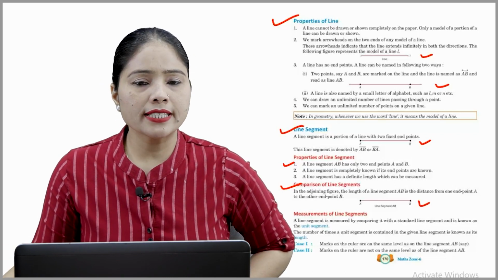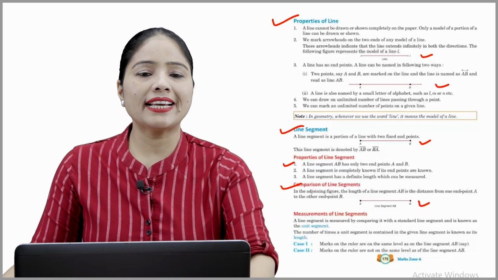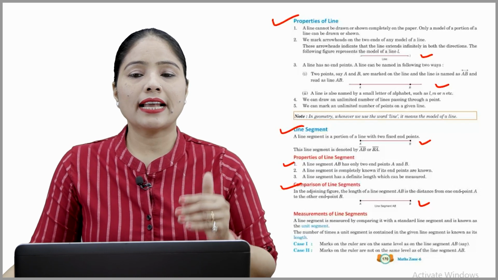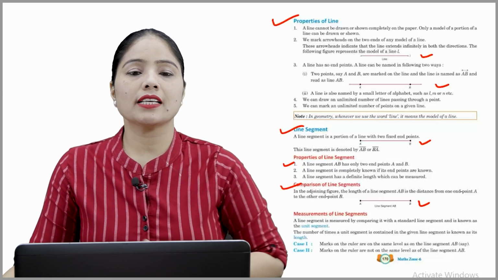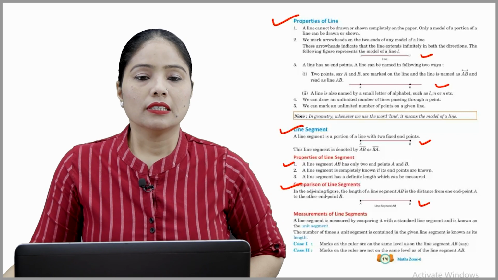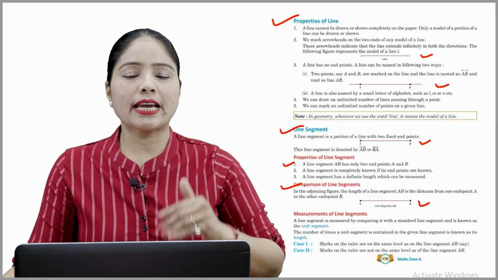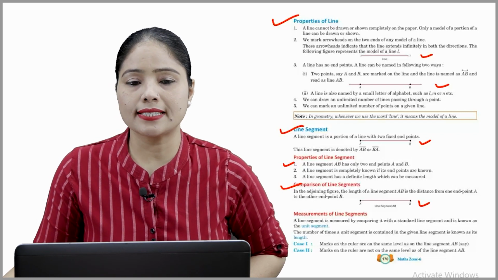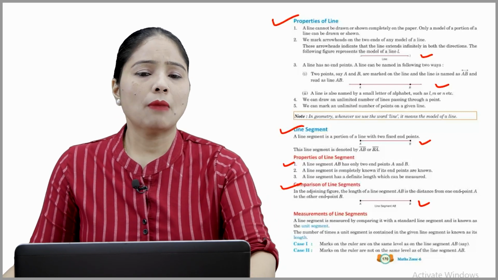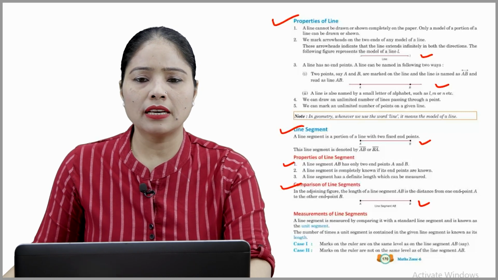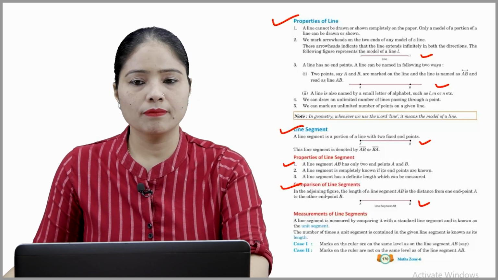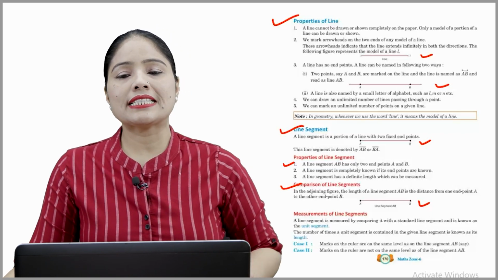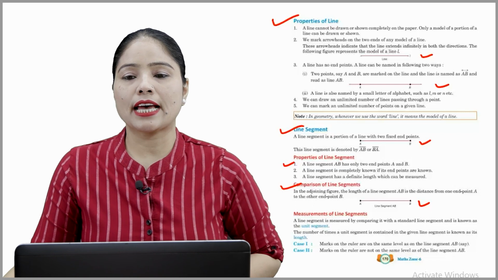Now measurement of line segments. First, a line segment is measured by comparing it with a standard line segment, known as the unit segment. The number of times a unit segment is contained in the given line segment is known as its length. Case number 1, marks on the ruler are on the same level as the line segment AB. Case number 2, marks on the ruler are not on the same level as the line segment AB, beta.